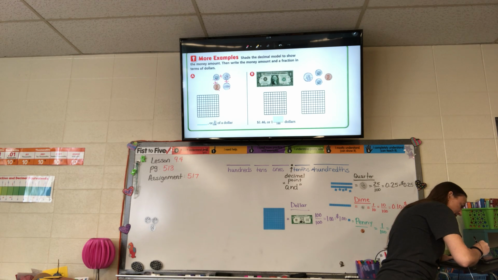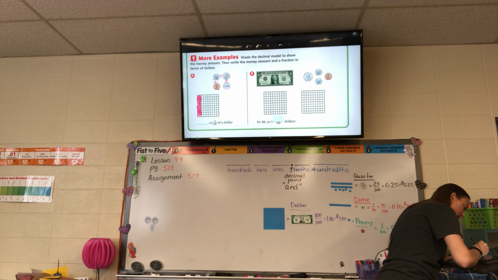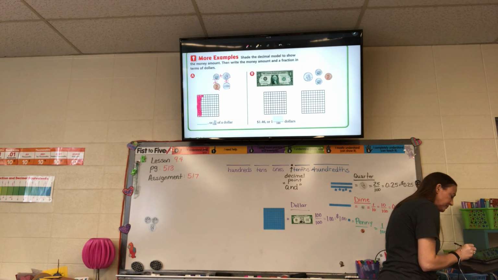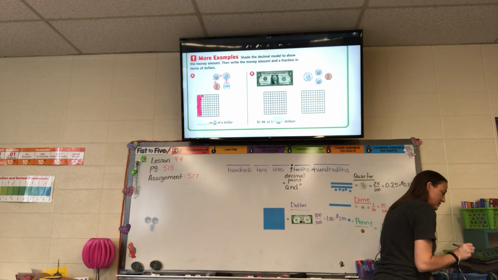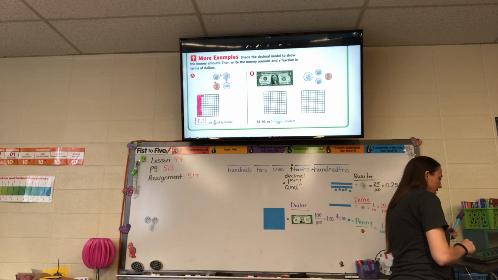So we need to shade 21 sections, or squares, cubes, on our model here. So there's 21 shaded. And then it wants us to write the money amount and a fraction in terms of dollars. They've already given us the fraction in terms of dollars, so we've got to write the money amount. We're going to put our dollar sign, 0 whole models were shaded, and 21 hundredths. Okay?